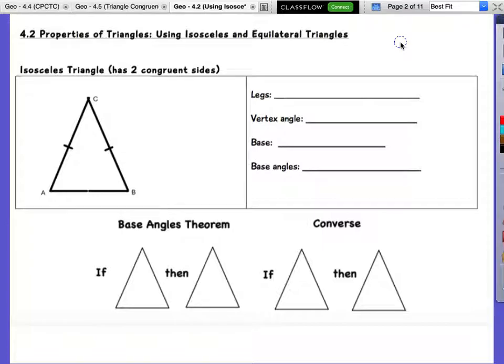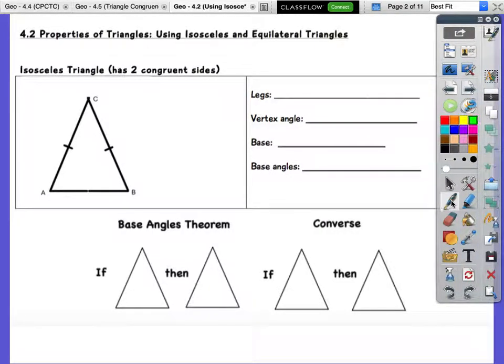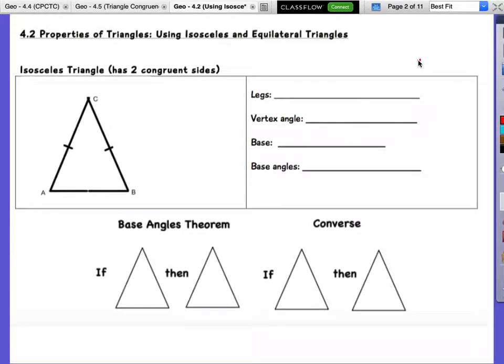So we're going to be talking about isosceles and equilateral triangles a little more in depth today, and we're going to be using them to find different angle measures. We've already briefly discussed a few of these things, which is kind of convenient for us. So our first thing is recapping what an isosceles triangle is.